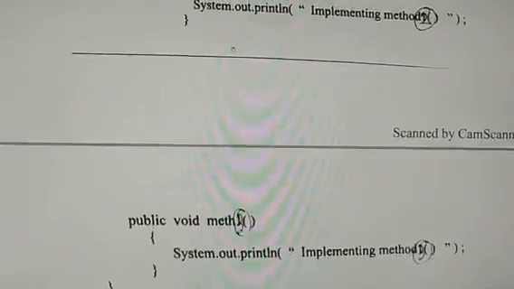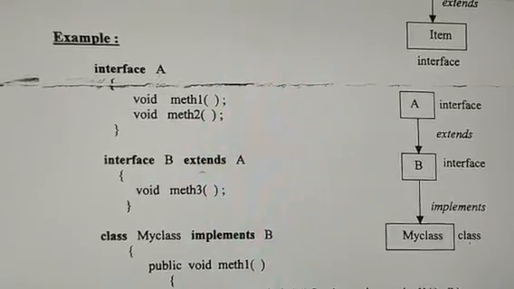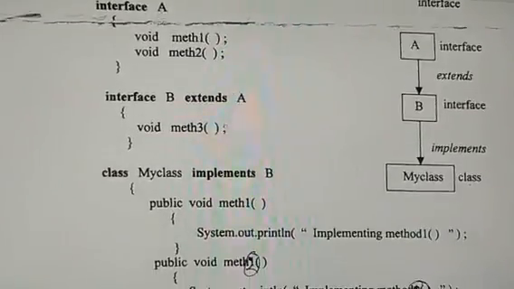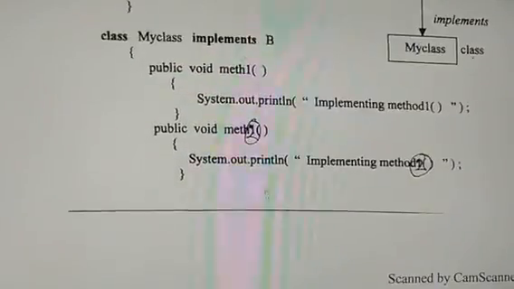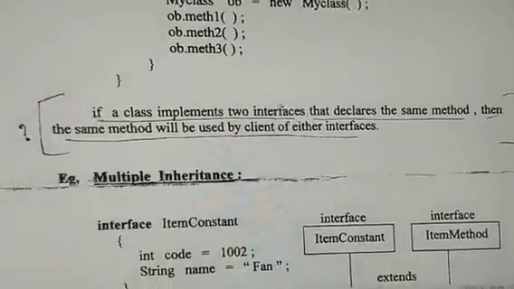So the thing to understand is that while the types are the same, we have to use extends. While the types are different, at that time we have to use implements. Okay, so now let us go to another example.